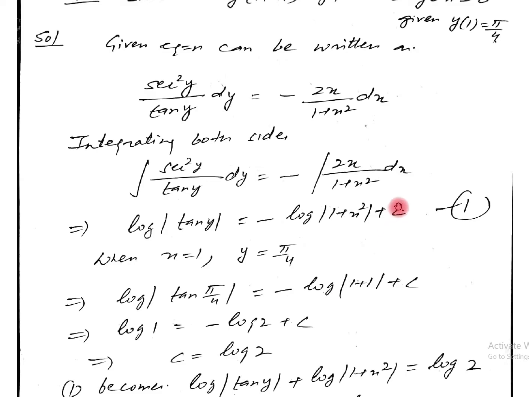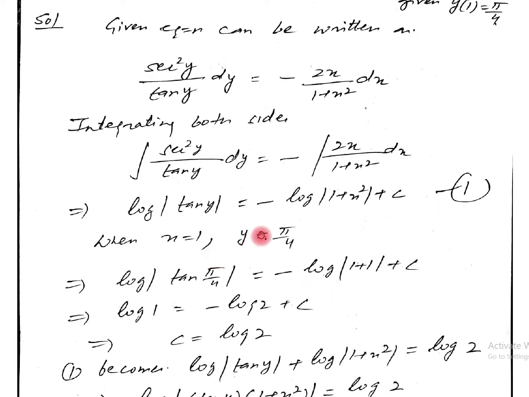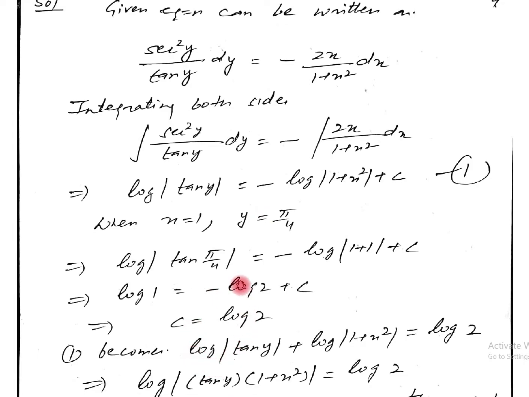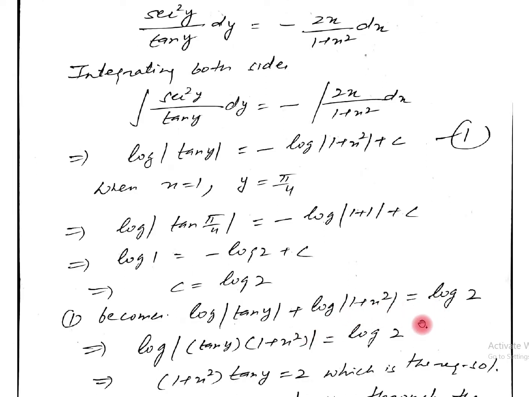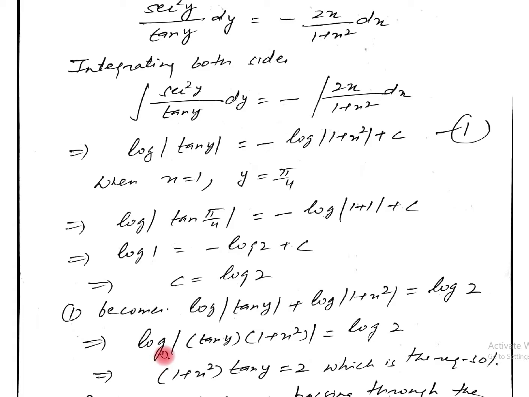Putting the value of c equal to log 2 in equation 1 and simplifying it, we get log of modulus of tan y plus log of modulus of (1 + x²) equal to log 2. Now we can combine using the properties of logarithm. So this is equal to log of modulus of tan y into (1 + x²) equal to log of 2.